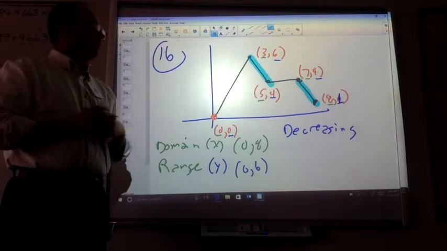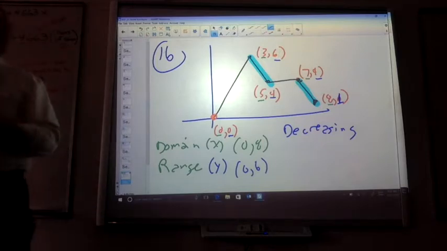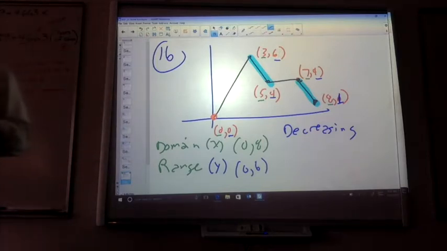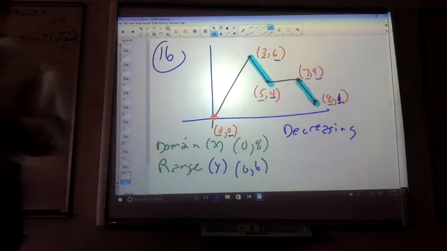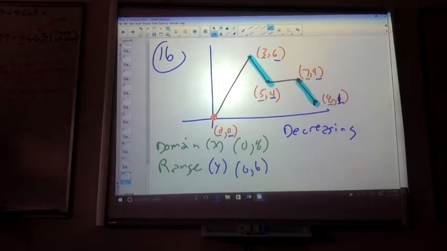Look at the points 3, 6 and 5, 4. What's the x value of 3, 6? 3. What's the x component of 5, 4? 5. Where is it decreasing from? From what to what? Use the x component to label. 3 to 5. Good. Okay?